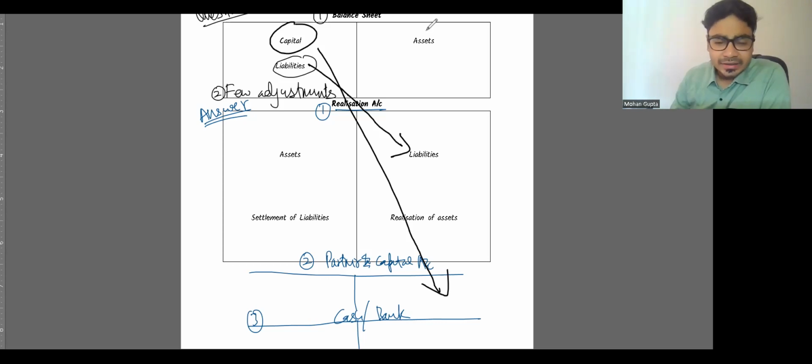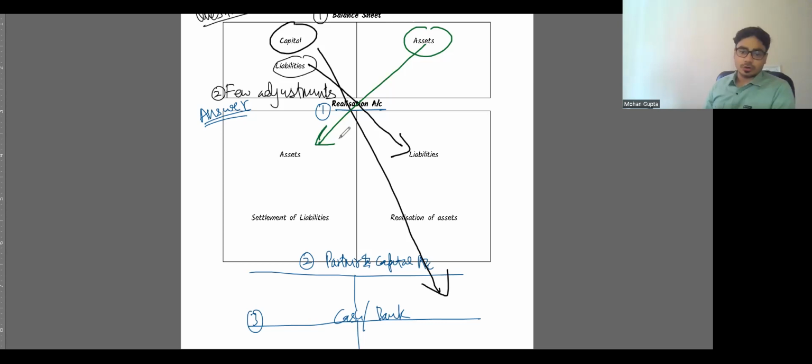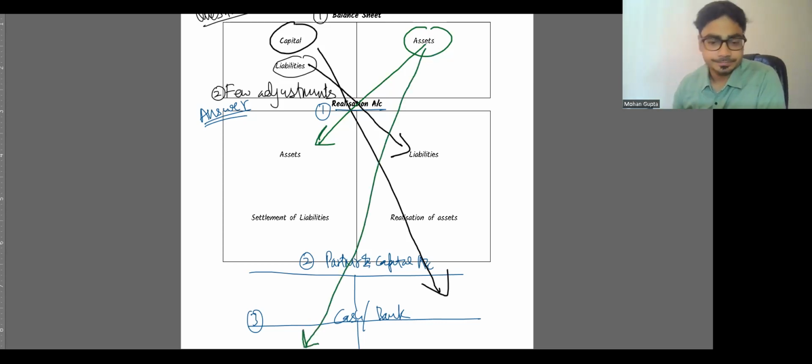Yes. And the assets will be posted on the opposite side, crisscross. And in assets, you will find cash and bank, that will be posted in cash and bank account. And in assets, if you find any accumulated losses, that will be posted in partners capital. Accumulated losses? Yes, like advertisement suspense account.